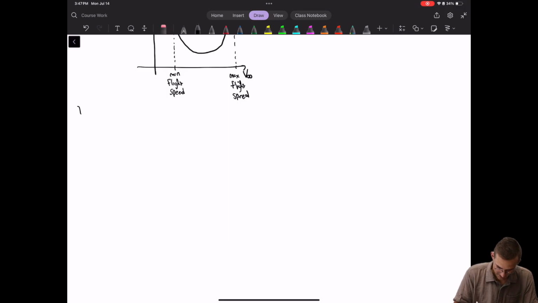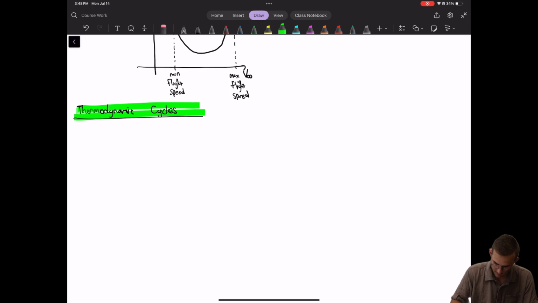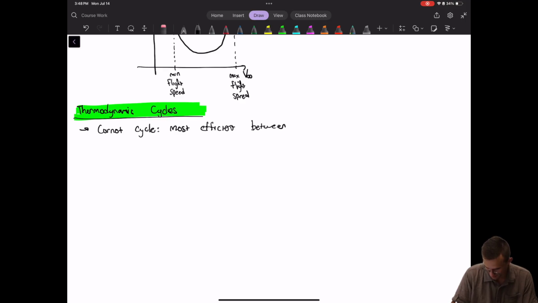But now let's go and do some review of thermodynamic cycles. Okay, so the most efficient thermodynamic cycle between two thermal reservoirs is the Carnot cycle. Most efficient between two reservoirs.